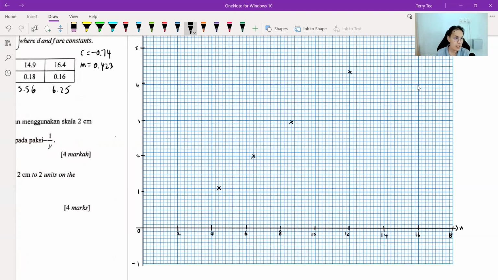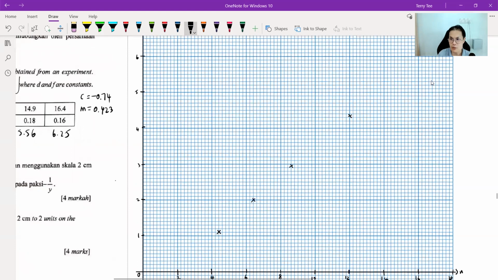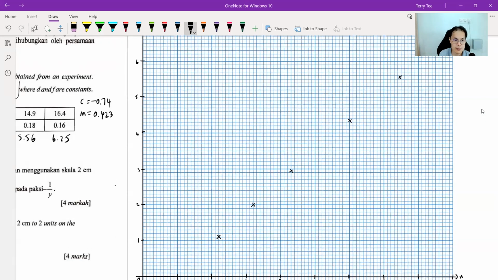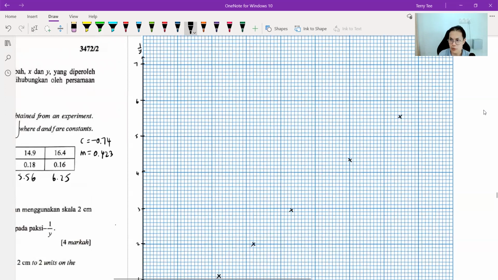Yeah. Next, 14.9 and 5.56. 14.9 is close to 15, in between. And 5.56. Okay, 14.9, 5.56 will be in between. You can read 5.6 if you want. Yeah, it's in between. And last one, 16.4, 6.25. 16.4 will be here, 6.25 in between. There you go.